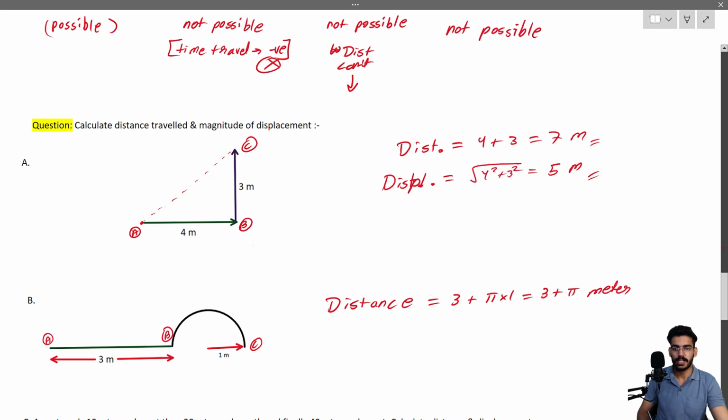Then we have displacement. Displacement is how much? From A to C directly. So this is 3, then this is 1, this is 1. So 3 plus the diameter, 3 plus 1 plus 1, that is 5 meter.